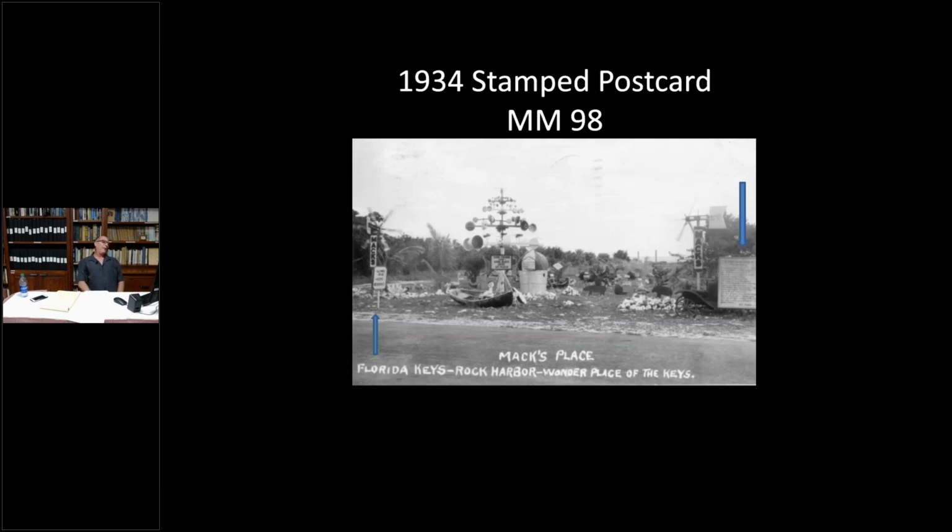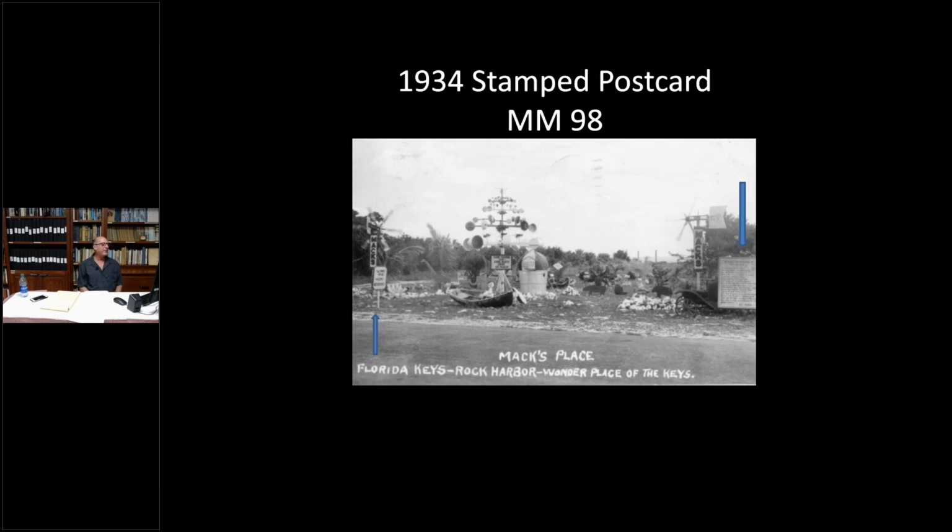Now this is another place around mile marker 98. This is a postcard that was stamped in 1934, and this is a place called Mack's Place, on another road. It was a gas station, a place to find supplies for fishing, for bonefishing, to rent boats, things like that. But there are two really kind of cool signs I want to talk about.